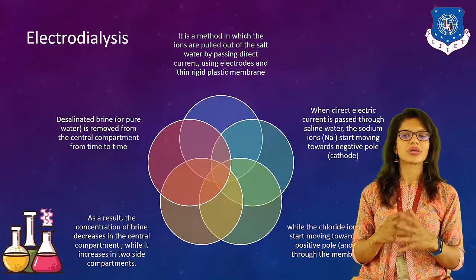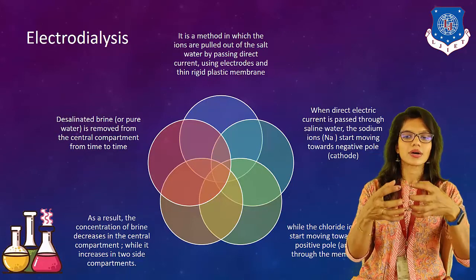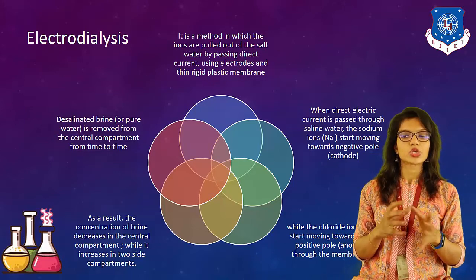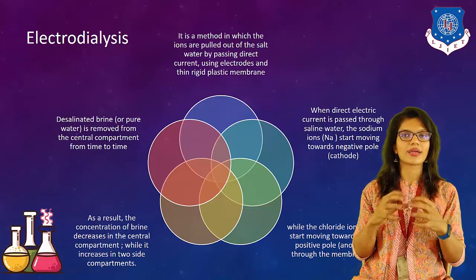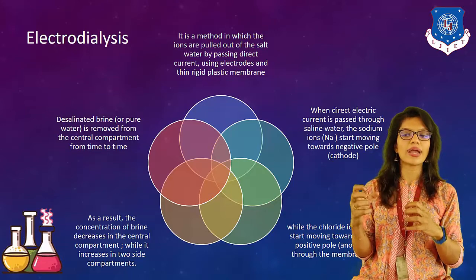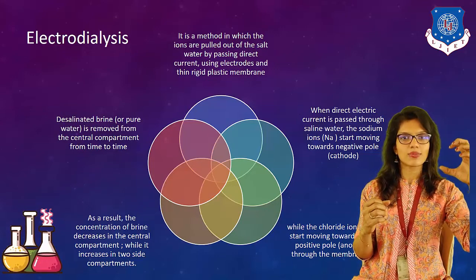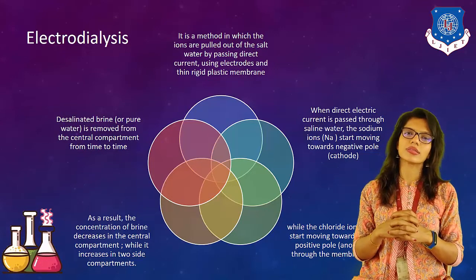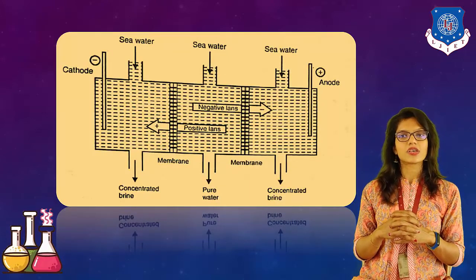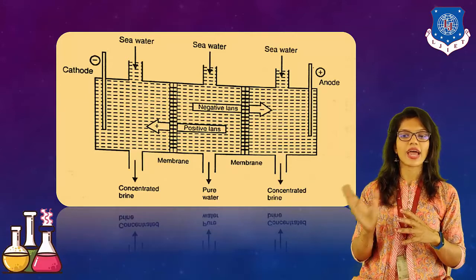It is the method in which ions are pulled out of the salt water by attracting them using electrodes and thin rigid plastic membranes. Here, we have to apply direct current. On one side we have the cathode, on the other side we have the anode. So we have to remove the chloride and other ions. We have to remove NaCl from the water. Na is removed from one side, Cl is removed from the other side, and desalinated brine solution is obtained. Let's understand it using the image here. As you can see, we have the cathode on one side and the anode on the other side.